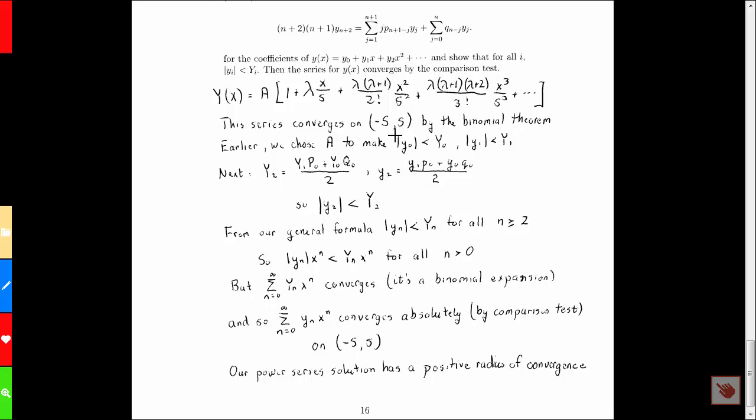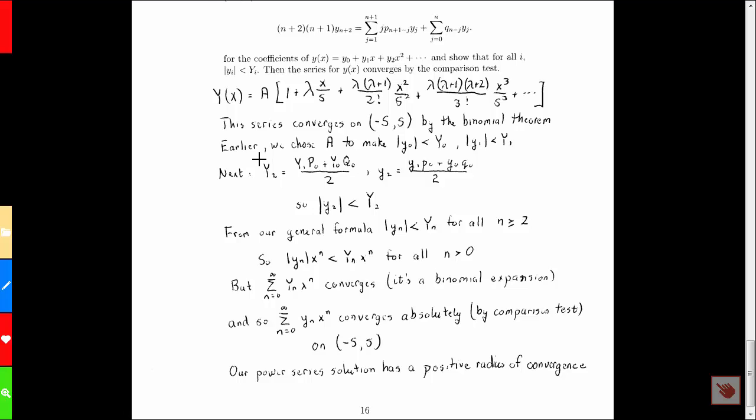Now, to get things started, let's go back to the way we chose A. We chose A so that the absolute value of little y0 is less than capital Y0, and the absolute value of little y1 is less than capital Y1. So for the 0 term and the 1 term, little y is less in absolute value than capital Y.